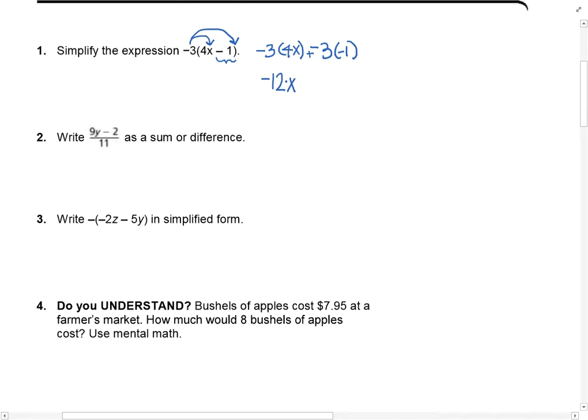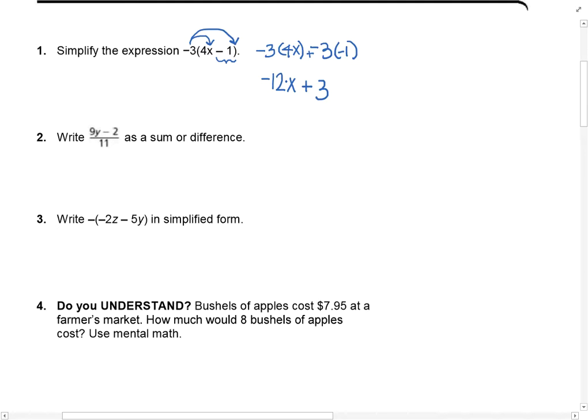That implies multiplication. All right, next we have a -3 times a -1. Since a negative times a negative is a positive, this is going to change back to addition. And 3 times 1 is just 3. And that's it. That's all we can do. We're just simplifying the expression.